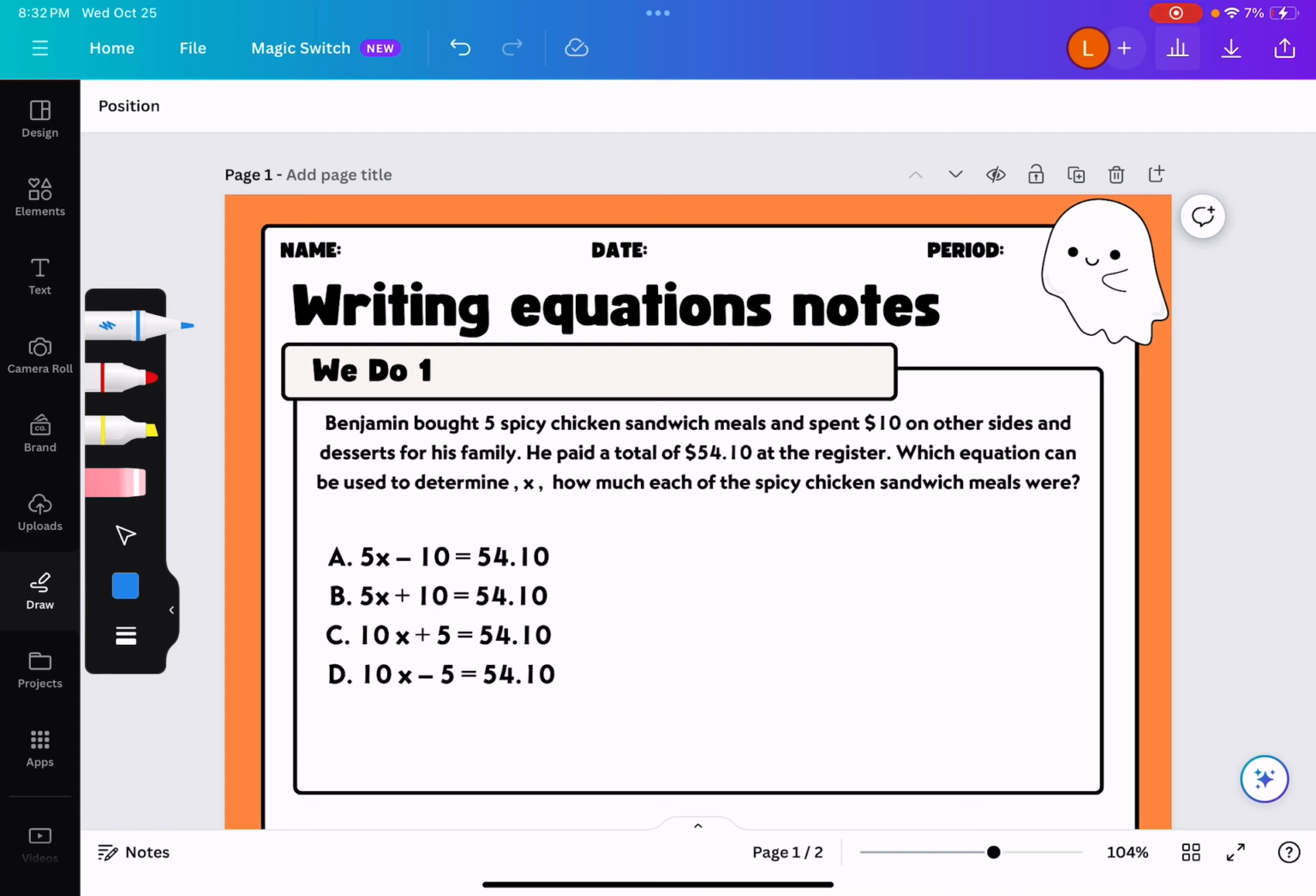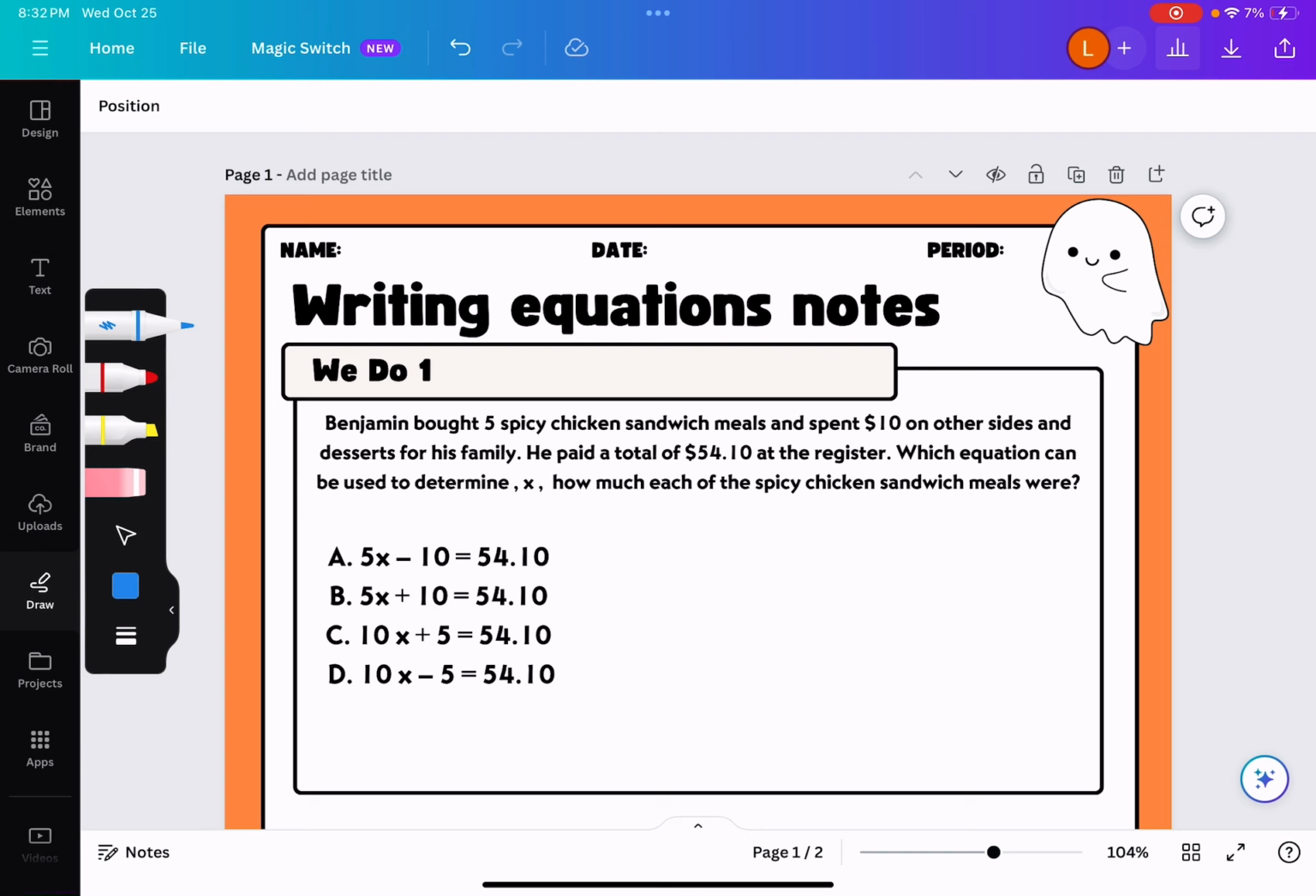It says Benjamin bought 5 spicy chicken sandwich meals and spent $10 on other sides and desserts for his family. He paid a total of $54.10 at the register. Which equation can be used to determine X, how much each of the spicy chicken sandwich meals were? Okay. So we're going to start by analyzing our problem.